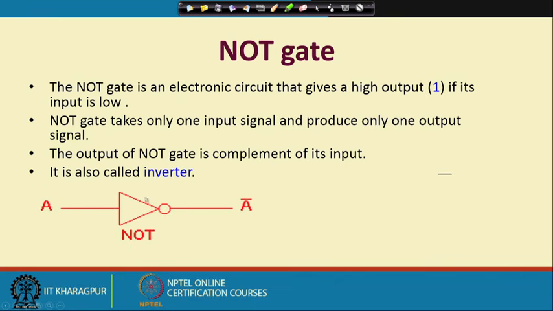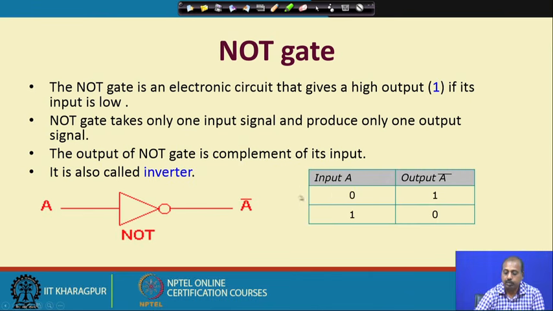It is symbolically represented like this: one triangle with a bubble at the end of it, and then A as input and the output written as A bar. The truth table will be like this: input A and output A bar. Whenever input is 0, output is 1, and whenever input is 1, output is 0. In this way we can have basic AND, OR and NOT gates. In digital circuits, they can realize the AND, OR and NOT functions of Boolean algebra.